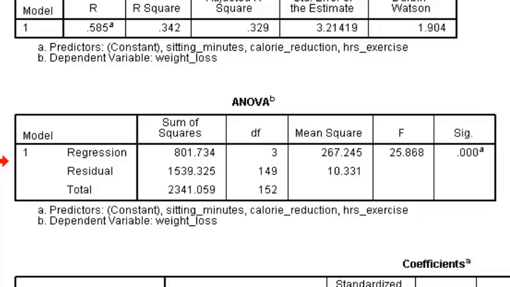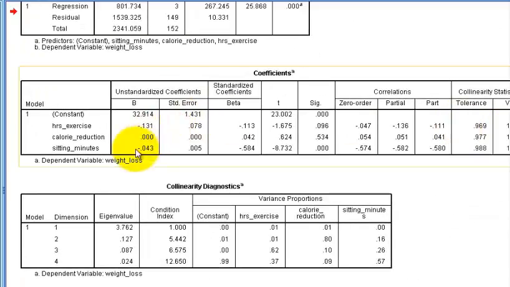Now we're going to look at the beta weights, okay? So this is each IV's significant contribution to the outcome variable. All right, hours of exercise, not significant. Calorie reduction, not significant. Sitting, again, according to this plain Jane model, sitting is the only IV that is significantly contributing to weight loss.